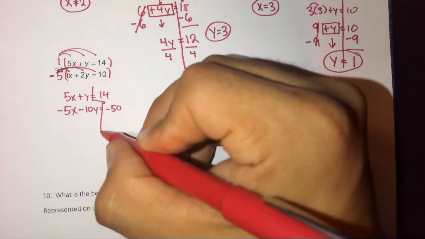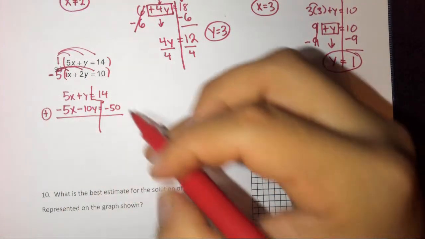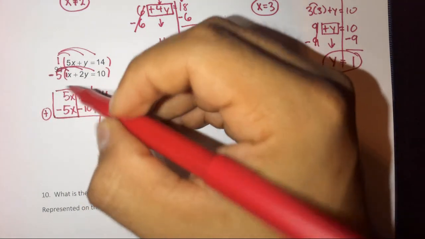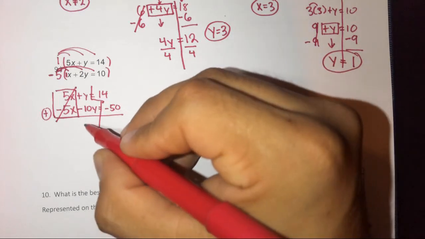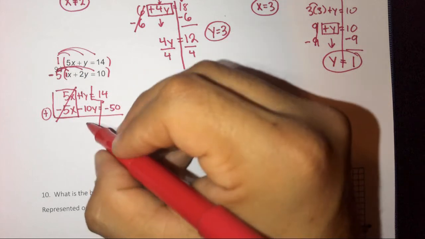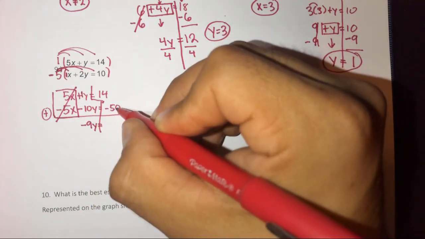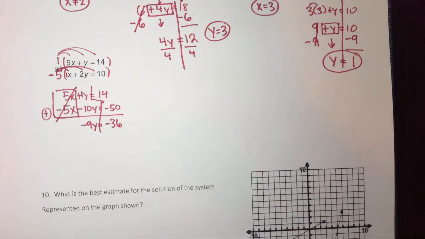Draw my line down my equal sign, even though it's not nice and pretty. And then I add these together. Alright, 5x plus negative 5x, this is going to cancel. Y plus negative 10y, technically there's a 1 here, so you have 1 plus negative 10, which is going to give you negative 9. And then 14 plus negative 50, which is going to give you negative 36.